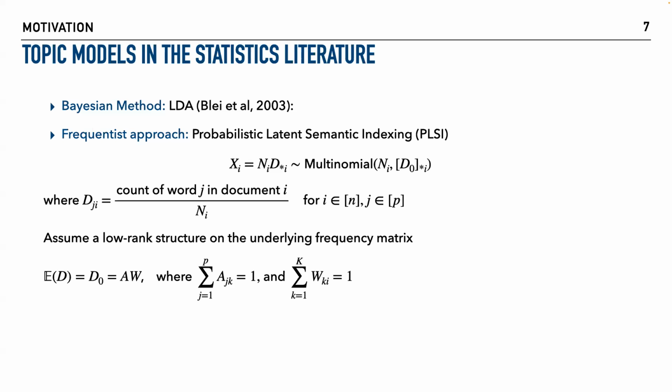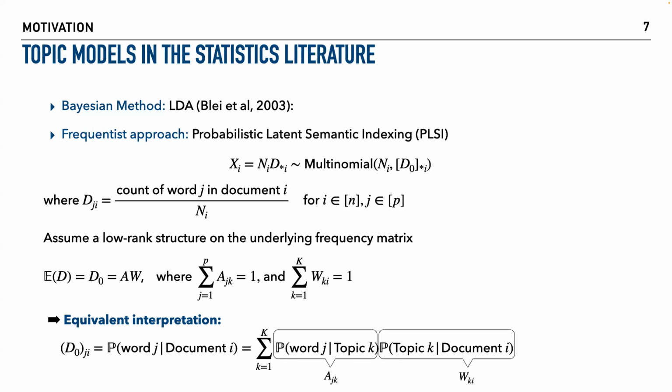So at the end of the day, the interpretation is very similar to LDA, right? You can interpret the entry of matrix A, entry JK, as the probability of seeing word J given topic K, and the entry of the matrix W, entry KI, as the probability of seeing topic K given document I. Okay, so it's very similar to the Bayesian setting, except these are fixed matrices, right?